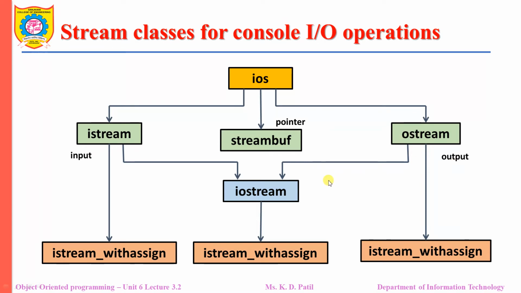So by default, ultimately that IOStream class is getting the copy of iOS class from iStream class as well as from OStream class, and to avoid the multiple copies, that IOStream class is declared as a virtual base class.